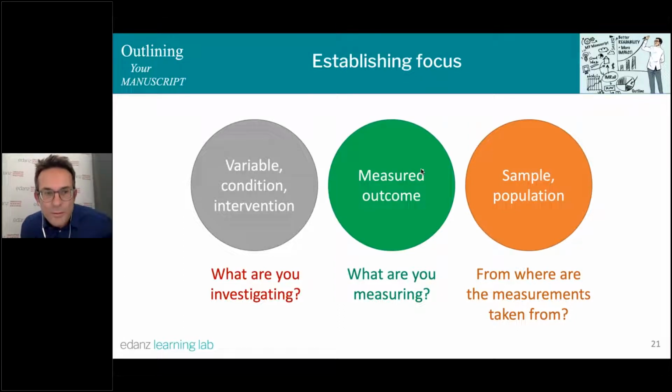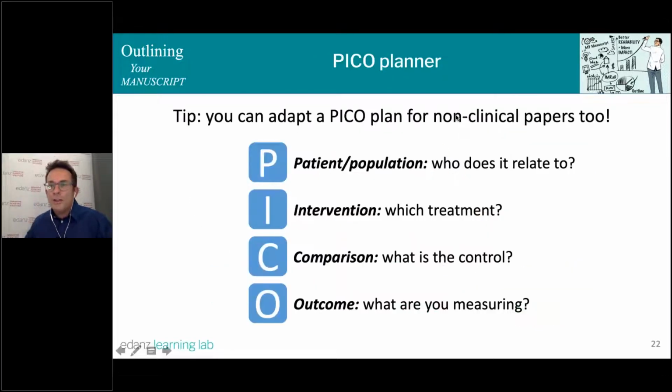Establishing your focus is hugely important. So have a think about what you're investigating, what you're measuring, and from where your measurements are coming. Variables, conditions, interventions. What's the measured outcome? And where are you taking those measurements from? Tell those pieces of information to your readers at the end of your introduction. Luckily, if you're working in particular research areas, this is already done for you. Medical researchers will be familiar with the PICO checklist, but you can modify this for your own subject area as well. Of course you can. You can take these medical PICO checklists and think about your own research.